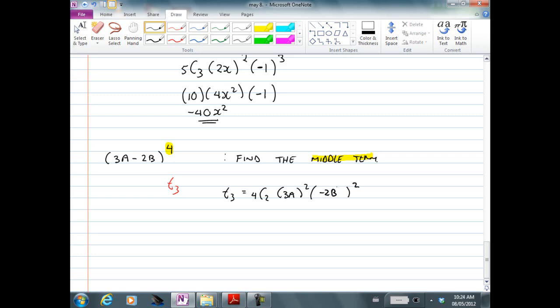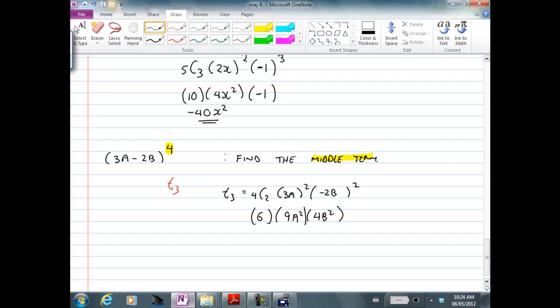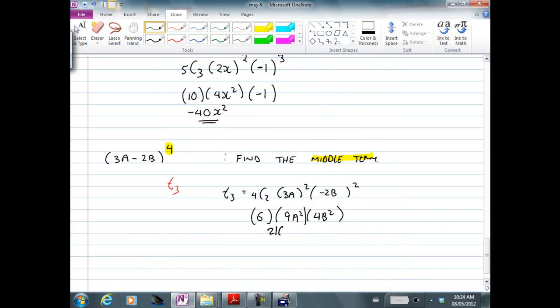4C2, that's 12, I believe? Oh, 6. 6 times 9a squared. Be careful, this is 4b squared now. So we go 6 times 9 times 4, punch in your calculator. 216. So here 216, we write a squared b squared.